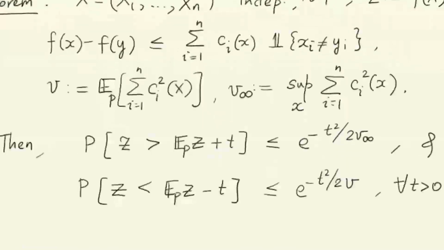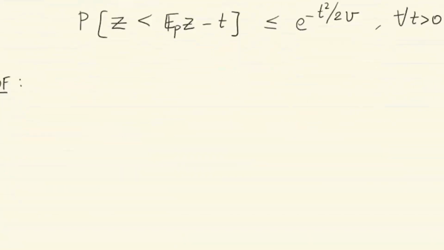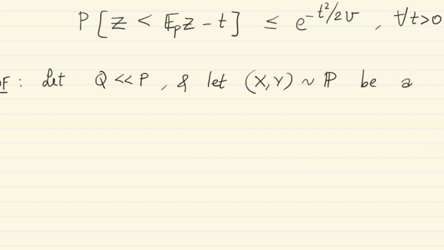So let's move on to the proof of this result, which will take us some time to execute. But at a high level, I'll outline in this lecture the high level idea of the proof. So we're going to use the transportation lemma. So the first order of business is to consider a probability measure Q absolutely continuous with respect to P, and let x comma y distributed according to P be a coupling of the measures P and Q.